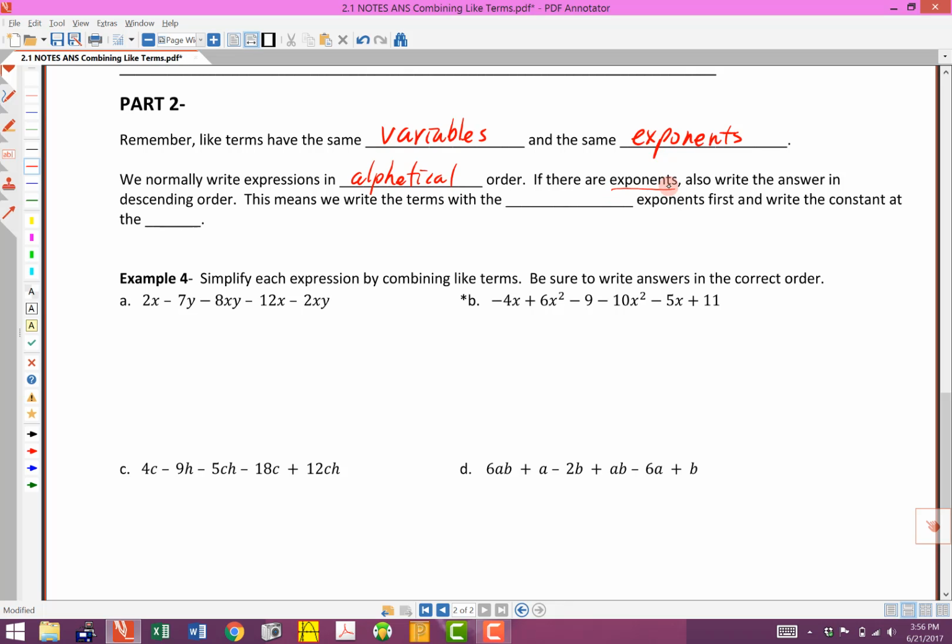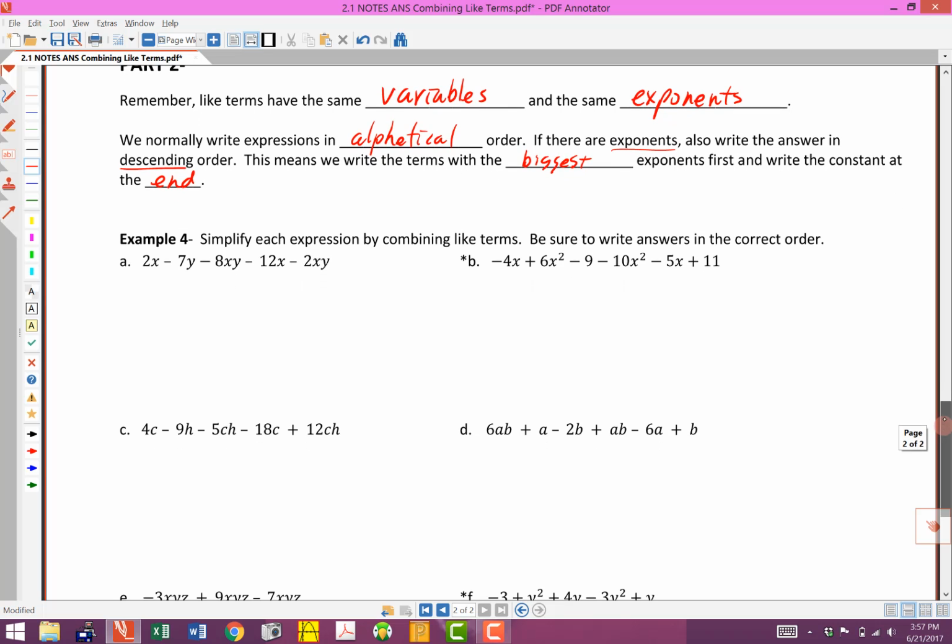If there are exponents, though, we also try to write the answer in a particular way, called descending order. When we write things in descending order, that means we write the terms with the largest exponents first and write the constant at the end. Whatever the highest exponent is, we start with that one, then one that's a little bit less, and so on. Hopefully you'll see what we're talking about as we go through these problems. This is a summary of what we did in the previous discussion.